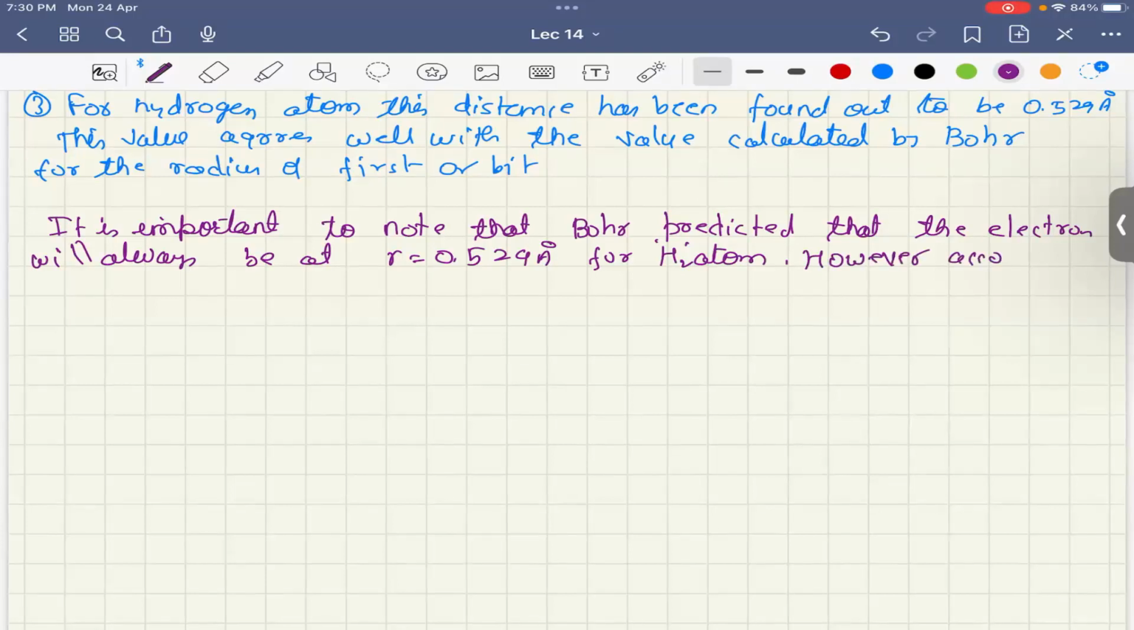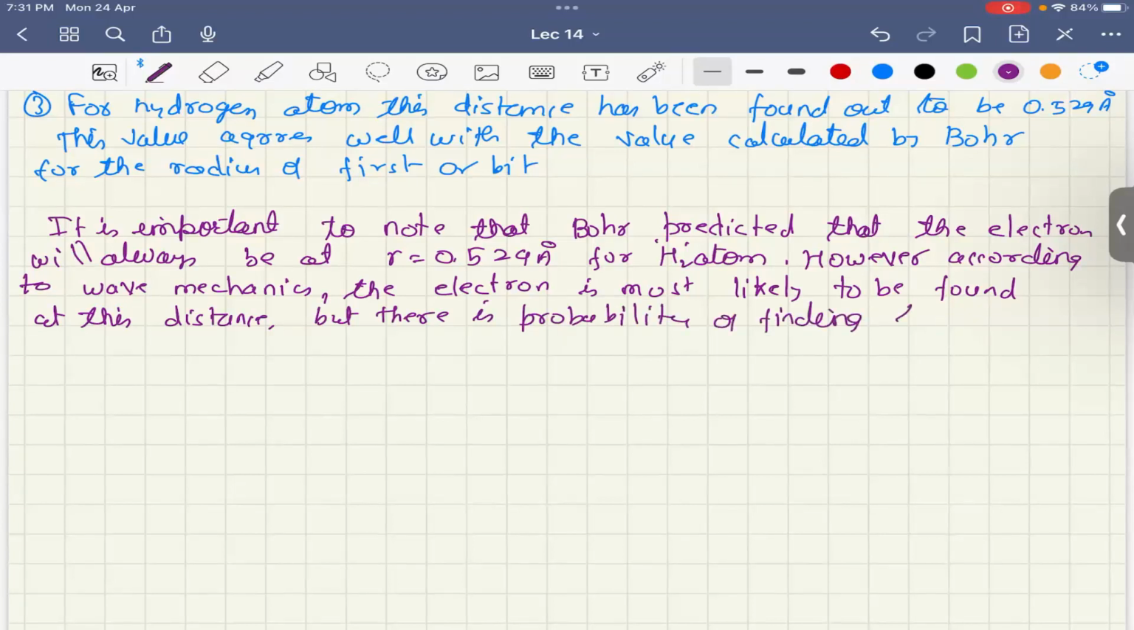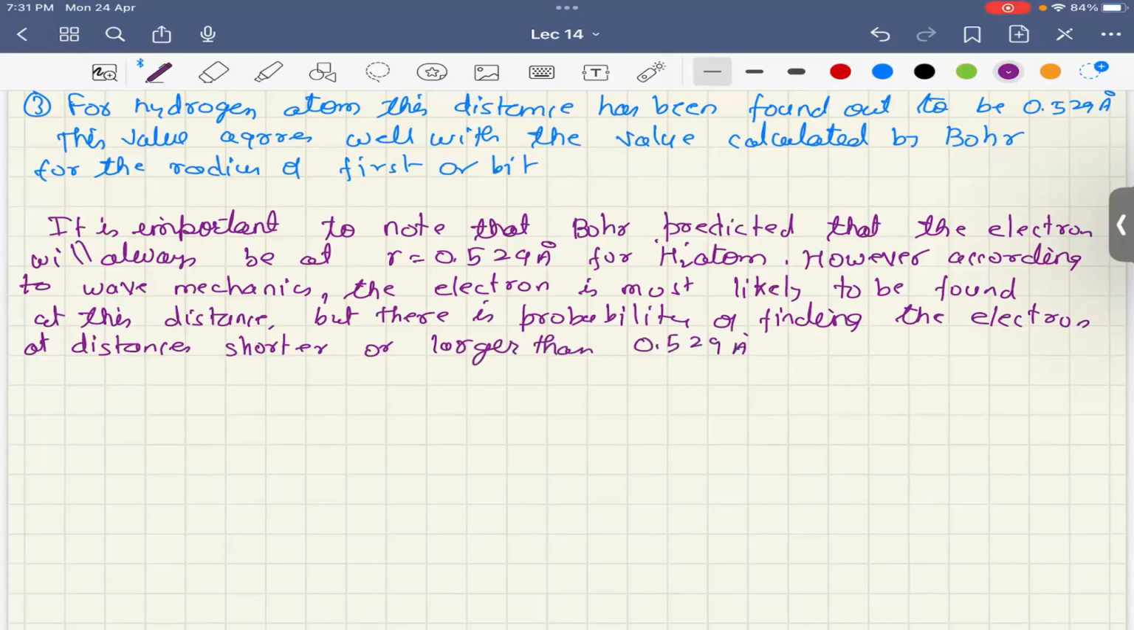However, according to wave mechanics, the electron is most likely to be found at this distance, but there is a probability of finding the electron at distances shorter or larger than 0.529 angstrom, right? So this is very important.